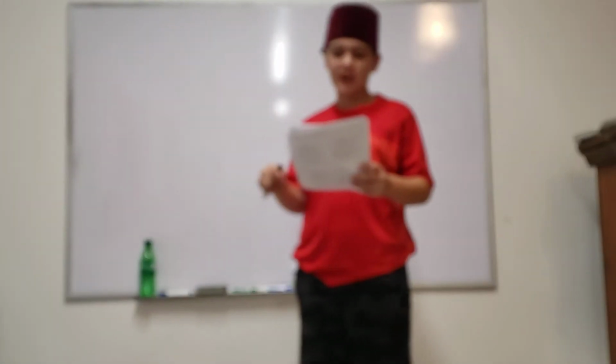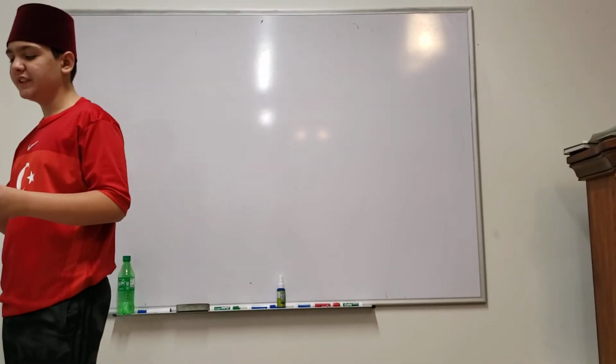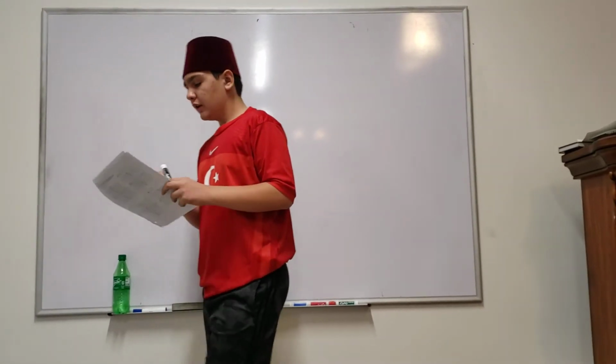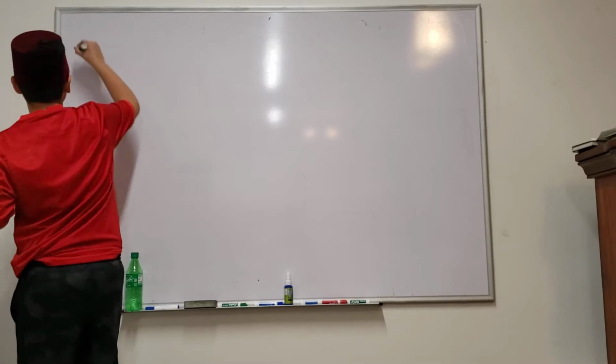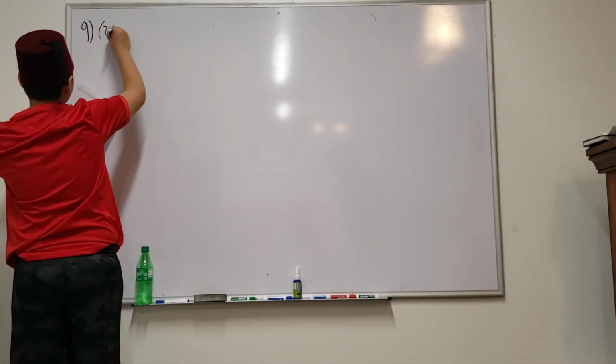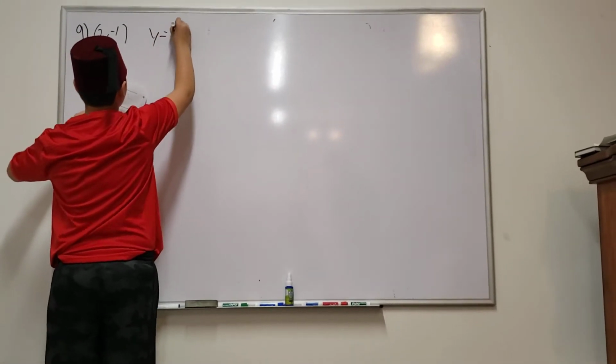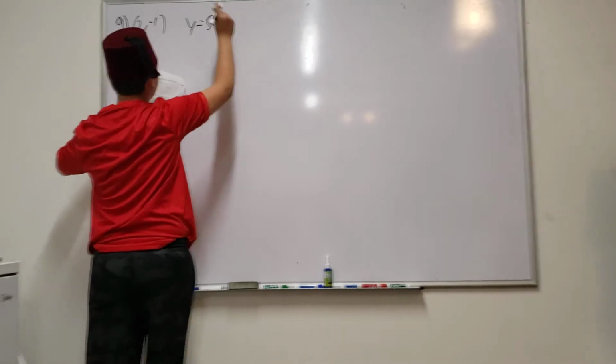Write an equation of the line that passes through the given point and is parallel to the graph of the given equation. So, number 9. The point is (2, -1), and the equation is y equals 5x minus 2.